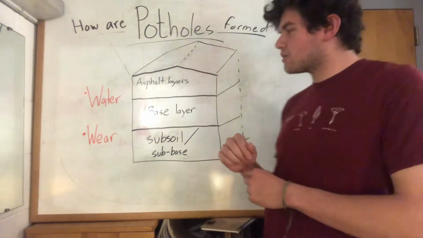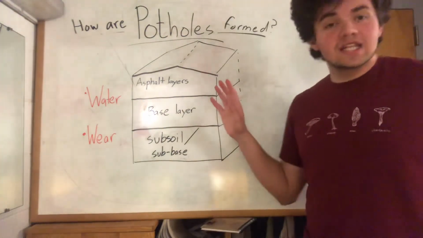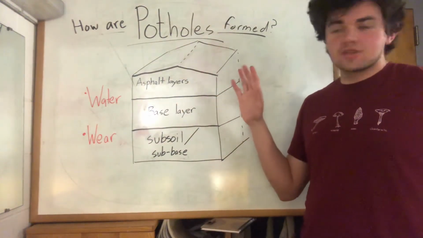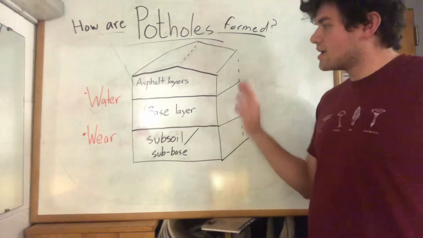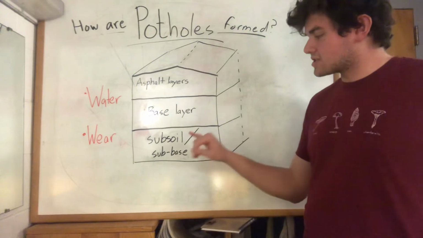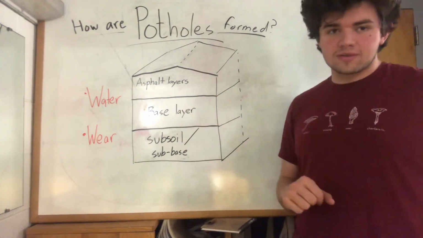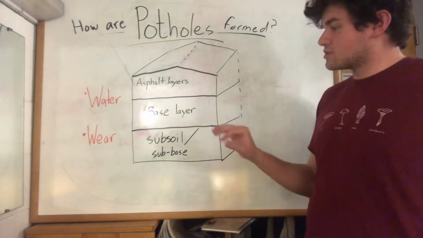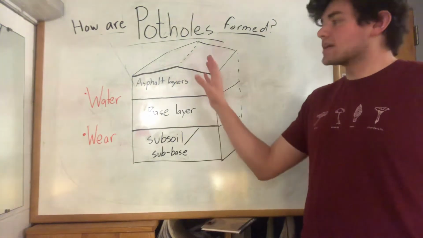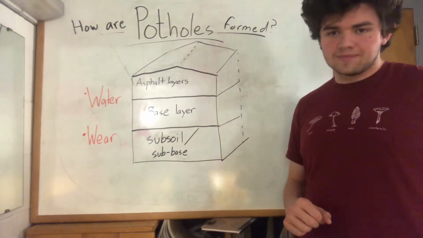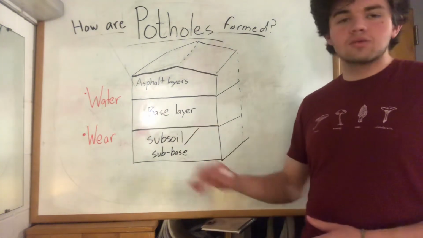First of all, potholes begin as roads. And I'm going to basically glaze over years and years and years of construction engineering education to say that roads are made up of 3 layers. And that's the subsoil, subbase layer, the base layer, and the asphalt layer. Most potholes begin in the subsoil and base layer, and then they get translated to the asphalt layer. And that all happens due to water and wear.